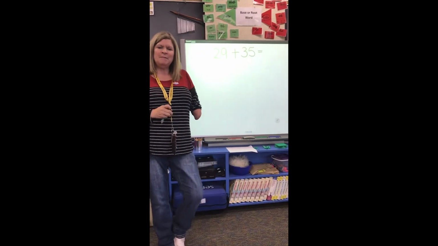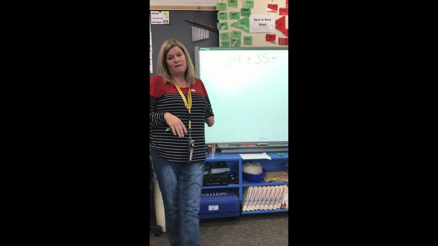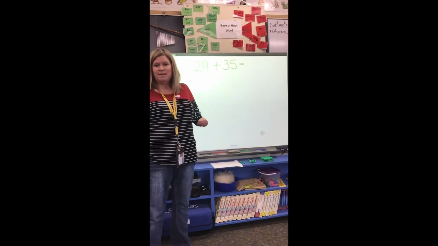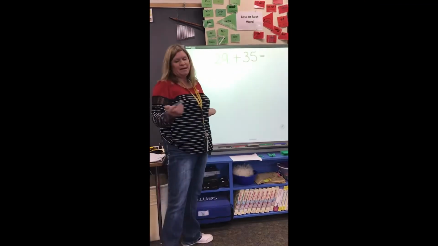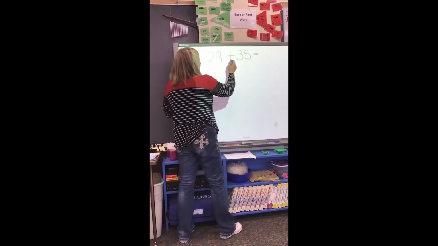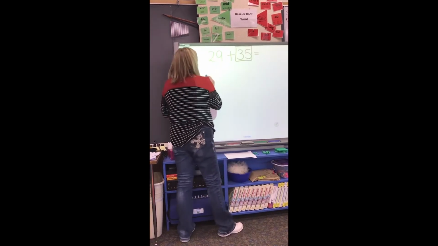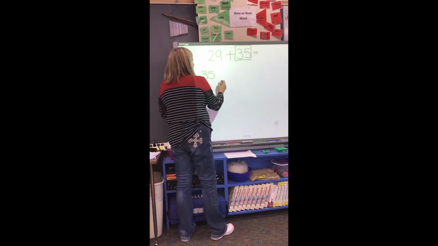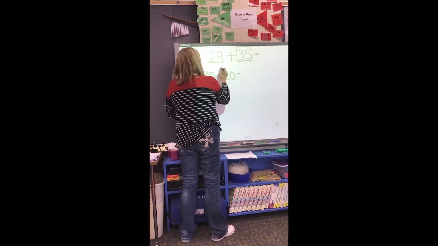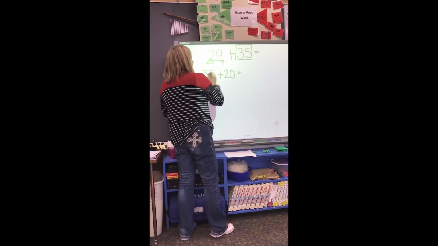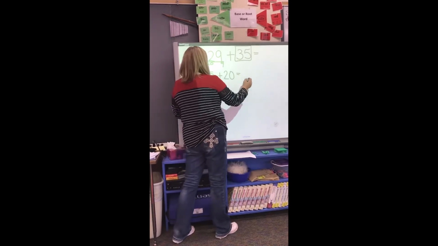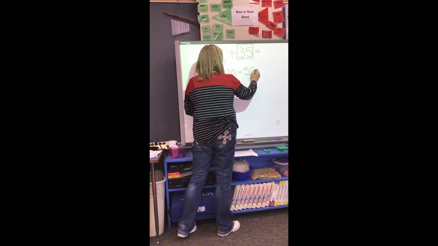So far, all the problems that we've done do not involve regrouping. And so I'm going to show you another way that you can add. And so again, we look at both these numbers and we start with the largest number. So 35, and then I'm going to decompose this number into 20 and 9. And so 35 and 20 is 55.